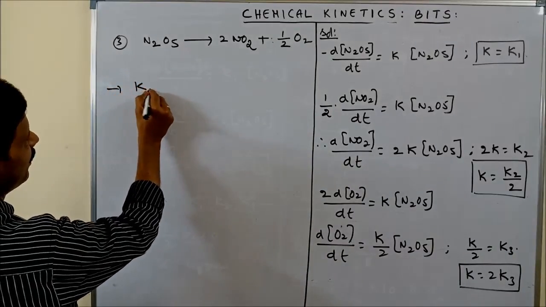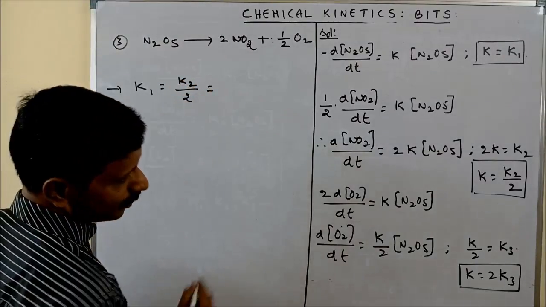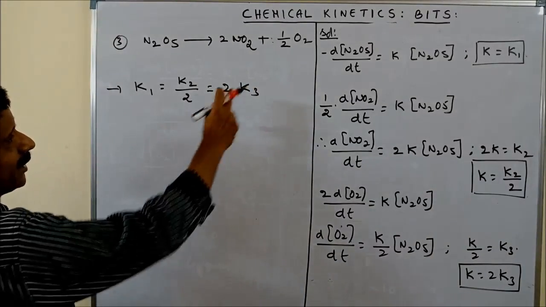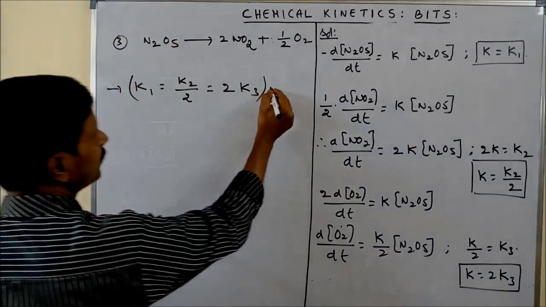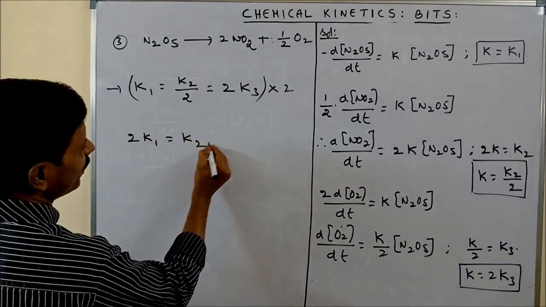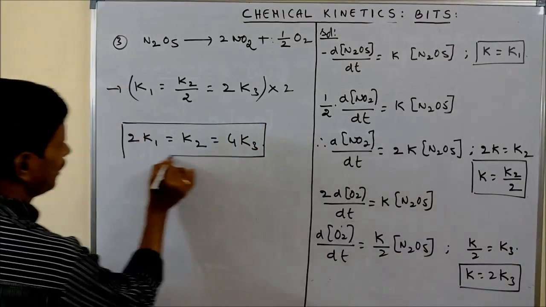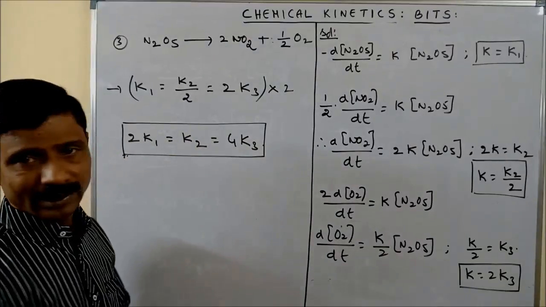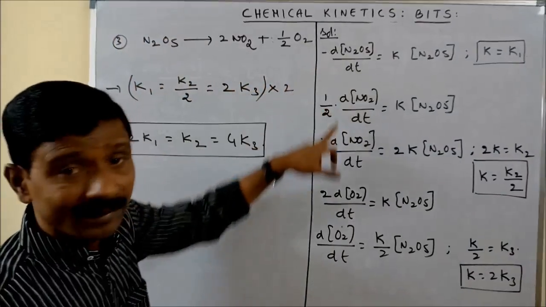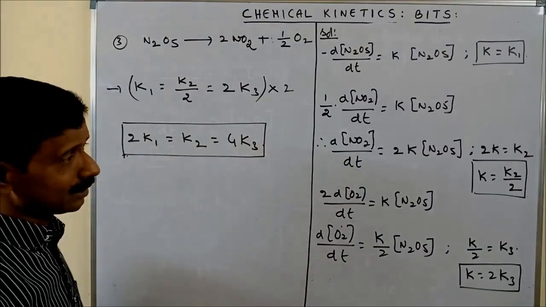K1, that is equal to K2 by 2, that is equal to 2K3. So in simple English, if you want to express, if you multiply with 2, now it will become 2K1 equal to K2, that equal to 4K3. This is the correct relation between K1, K2 and K3. So like this, with the help of the given information, we have to equate the rates. Then automatically you will get the relation with the corresponding rate constants.